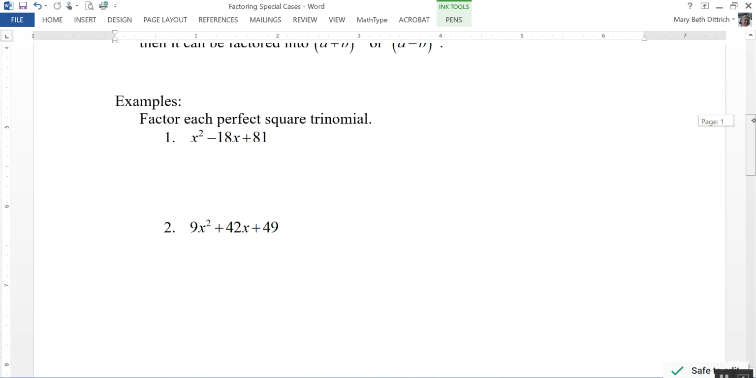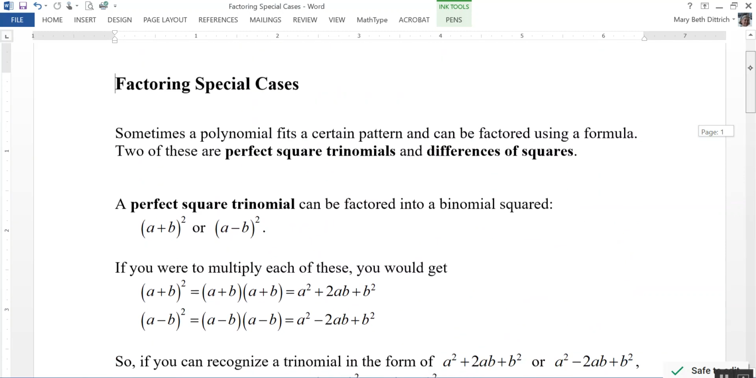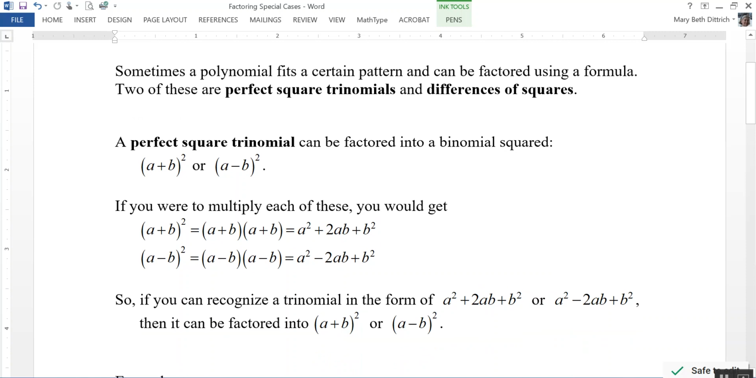A perfect square trinomial can be factored into a binomial squared, such as a plus b squared or a minus b squared. Notice a plus b is your binomial and you're squaring it.